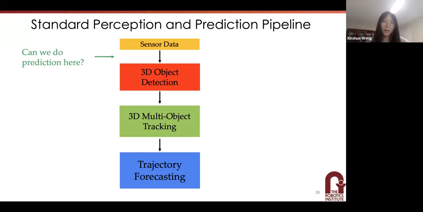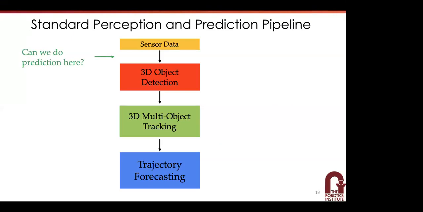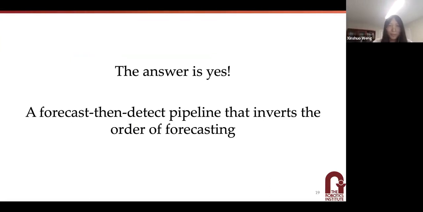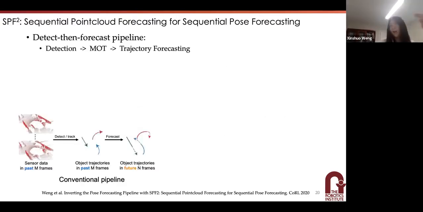This is even more crazy, right? Because it's doing it at the very beginning. So the answer is yes, again, to this question. So that leads to the forecast and detect pipeline that I'm going to introduce later. So basically, our pipeline tries to invert the order of the forecasting and put it very upfront, right? So I would say it's quite different from all the previous work, but the individual key points are the same, except for the forecasting, which is the key thing I will discuss later.